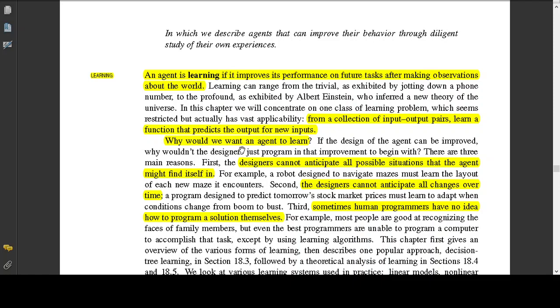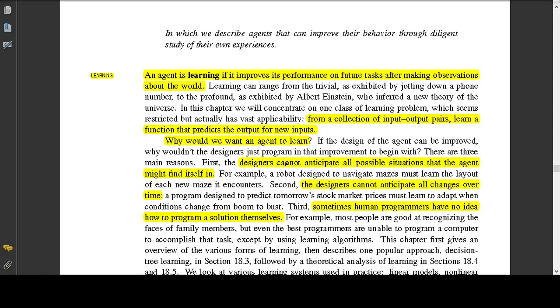And why would we want an agent to learn? That means, here in this context, we should understand the agent as an AI system. Okay, so why would we want an AI system to learn? Why should the system learn?